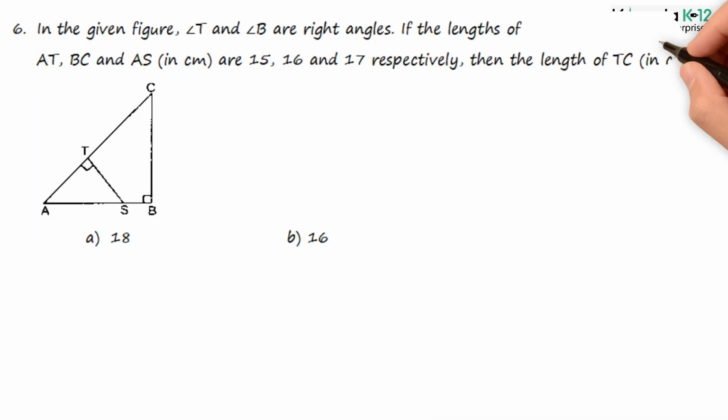Question number 6. In the given figure, angle T and angle B are right angles. If the lengths of AT, BC and AS in centimeter are 15, 16 and 17 respectively, then the length of TC in centimeter is. Options given are A 18, B 16, C 19 and D 12.